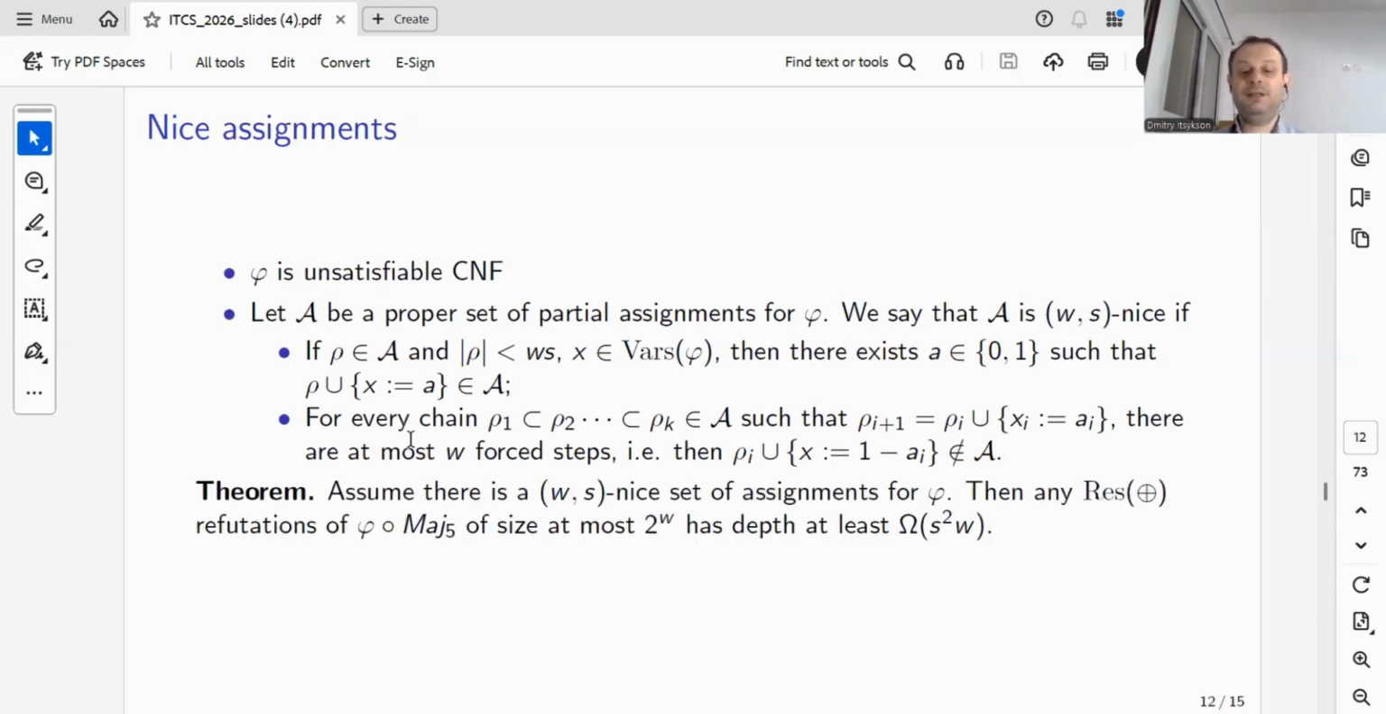A theorem that is actually proved in another paper by Aleksander and myself: we showed that if phi has a WS-nice set of assignments, then any resolution-over-parities refutation of phi lifted by the majority function of size at most 2 to the W has depth at least omega of WS square. Let us present an outline of the proof of that theorem.